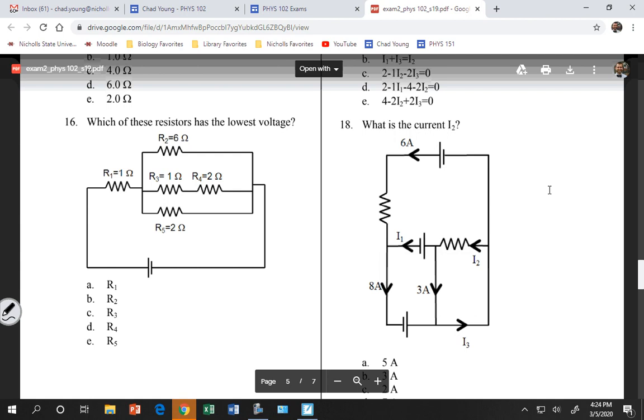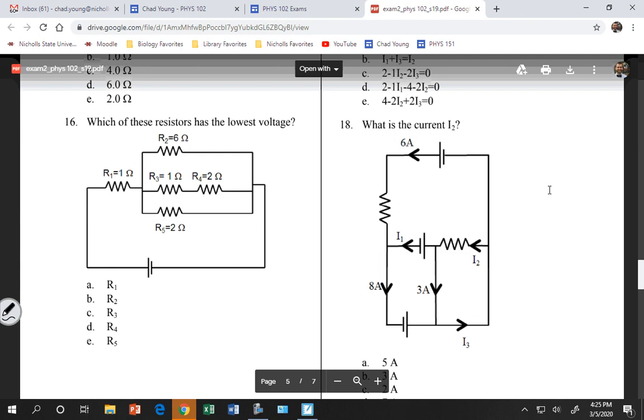What was it, 2? It was 1/6 plus 1/2 plus 1/3, which is 1, right? So these 6, 3, and 2 are equivalent to a 1 ohm resistor. And so I have a 1 ohm and a 1 ohm, and those are going to split up voltages evenly. Whatever voltage I have here is going to be the same voltage in this branch and this branch.